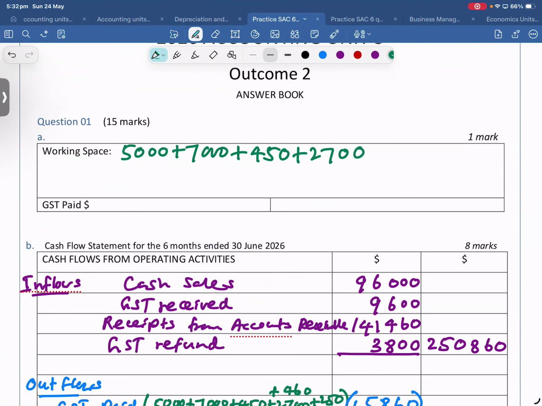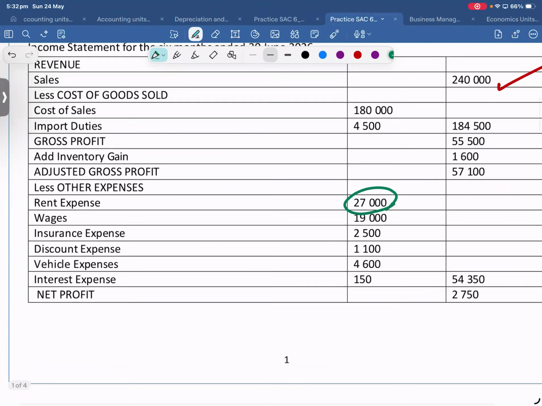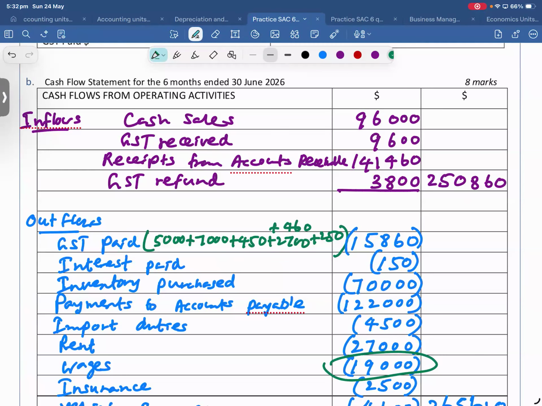Okay. Right. Next one, guys. Wages. Yes. Is there GST? No. So 19,000 operating outflow. Okay. Now I have another adjustment, which I have included, my next one.